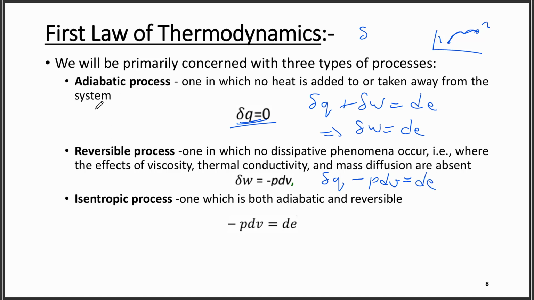If we combine these two, adiabatic and reversible, then the process is called an isentropic process. So an isentropic process is both adiabatic and reversible. From the adiabatic process, del W equals dE, and from the reversible process, del W equals minus PdV. If we combine both, we get minus PdV equals dE. Any doubt till now?